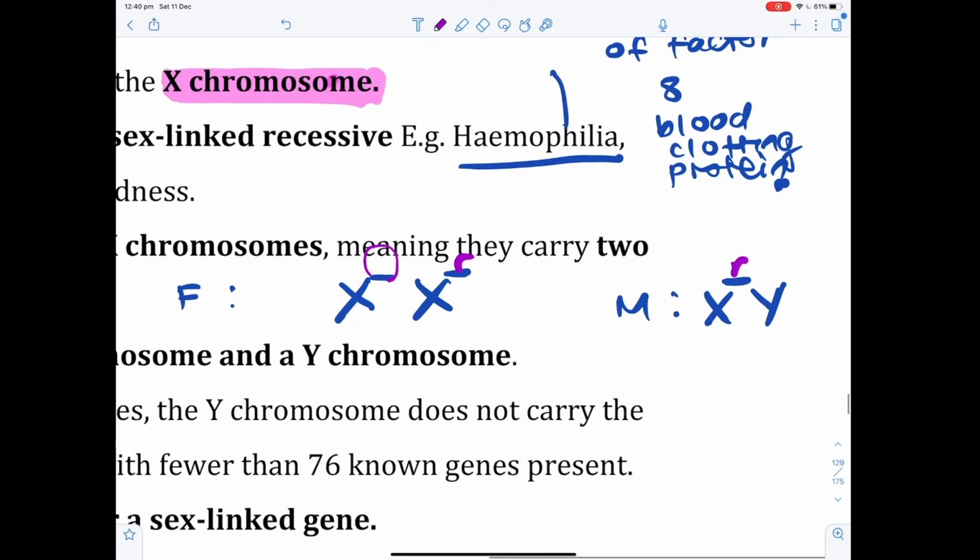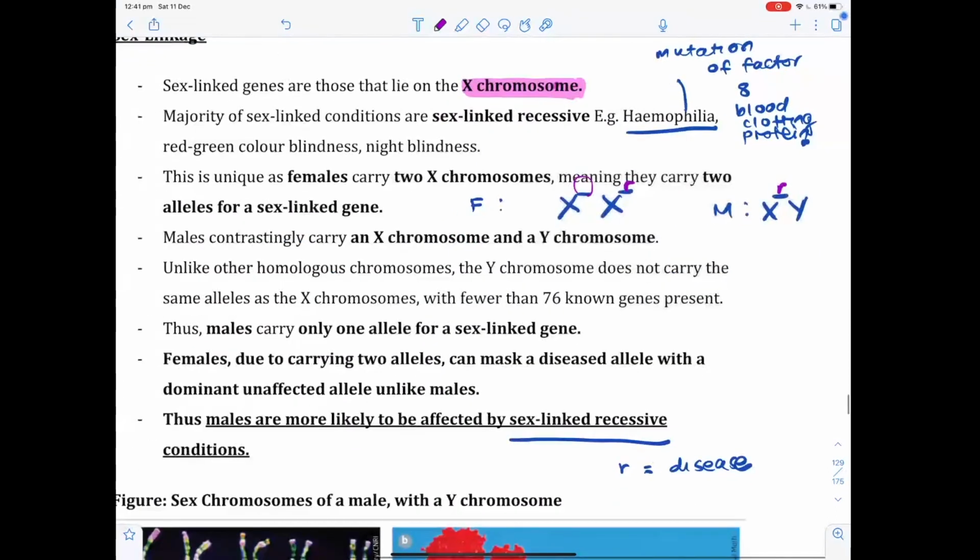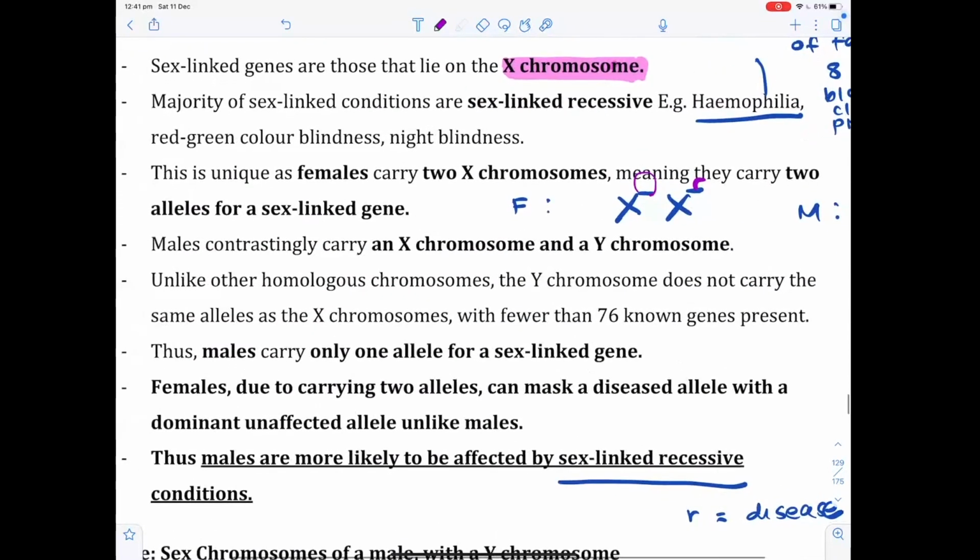Okay, so maybe I'll just write that down for you as well. Actually, it's written right here for you. I've written all of this. So females, since they carry 2 alleles, have the opportunity to mask a diseased allele. Mask is a buzzword I want to see in your answer. Okay? If you don't mention masking alleles, we're not explaining sex linkage.